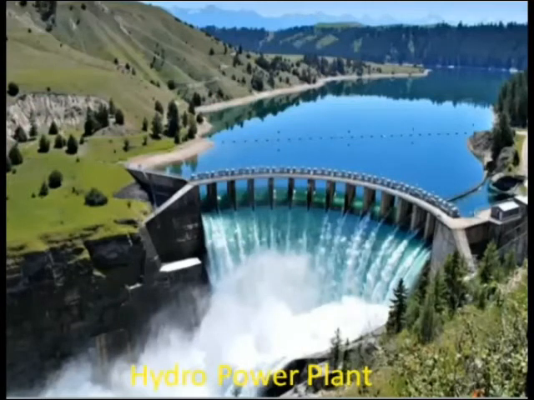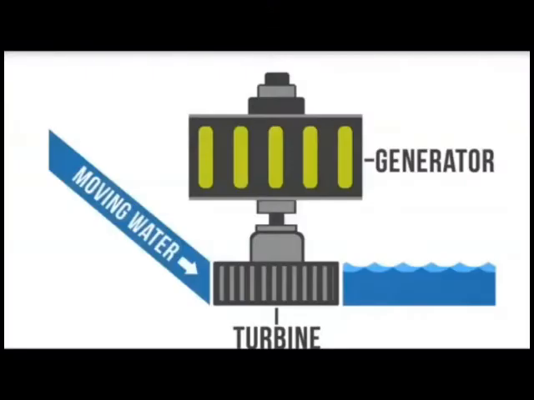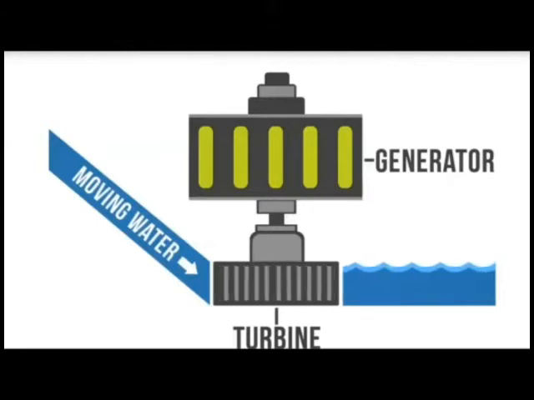The hydroelectric power plant is the second largest power generating station in the country. Hydropower plants are also called renewable power plants. In hydroelectric power plants, the moving water runs the turbine, and the turbine in turn rotates the generator, by which the electricity is produced in the generator.